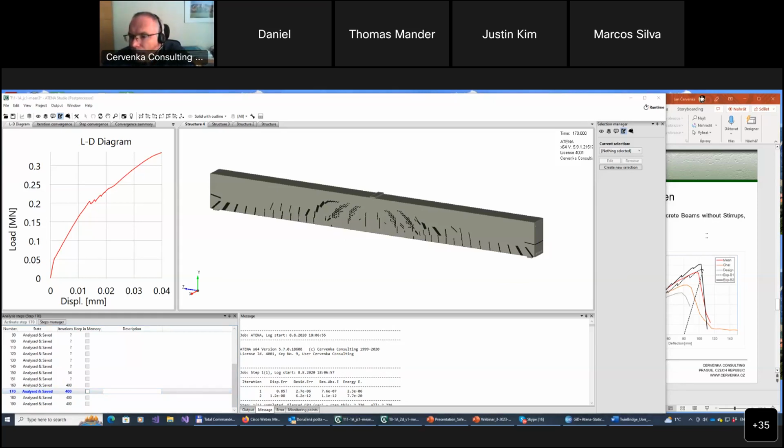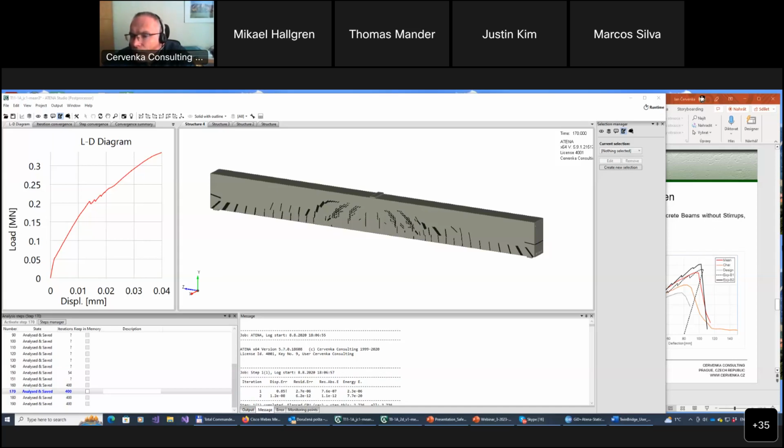Michael Hallgren is saying, but according to EC2, the strain capacity increases in multi-axial compression stress. Is that neglected here? I think you answered the question already. Yes, it is true. It is somewhat neglected and, let's say, conservative here.